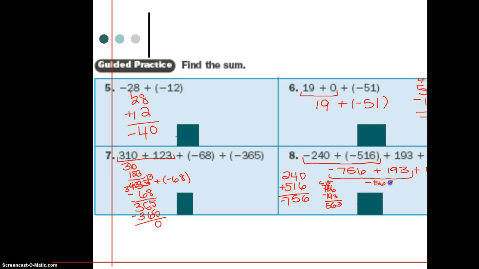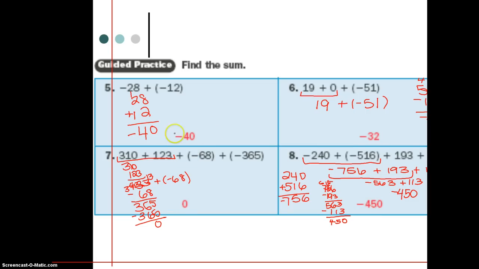So this is negative 563 plus 113. Different signs, so we are subtracting still. 0, 5, 4. And then, is it a negative or a positive? Well, 563 is bigger than 113, absolute value, and so it's negative. Let's check those answers. And that is correct.